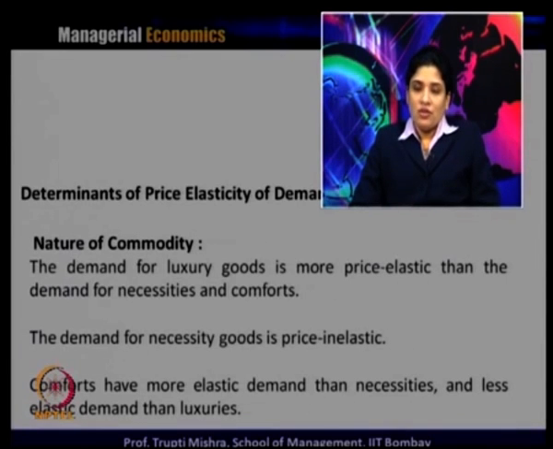After this definition of the different types of goods, let's see how the nature of the commodity generally influences the price elasticity of demand. The demand for luxury goods is more price elastic than the demand for necessity and comfort goods. Why is the demand for a luxury good more price elastic? Because this is not a necessity, this is not comfort. You can postpone the purchase; if there is an increase in the price, you are not going to buy it immediately, you can postpone it because this is not required for your survival.